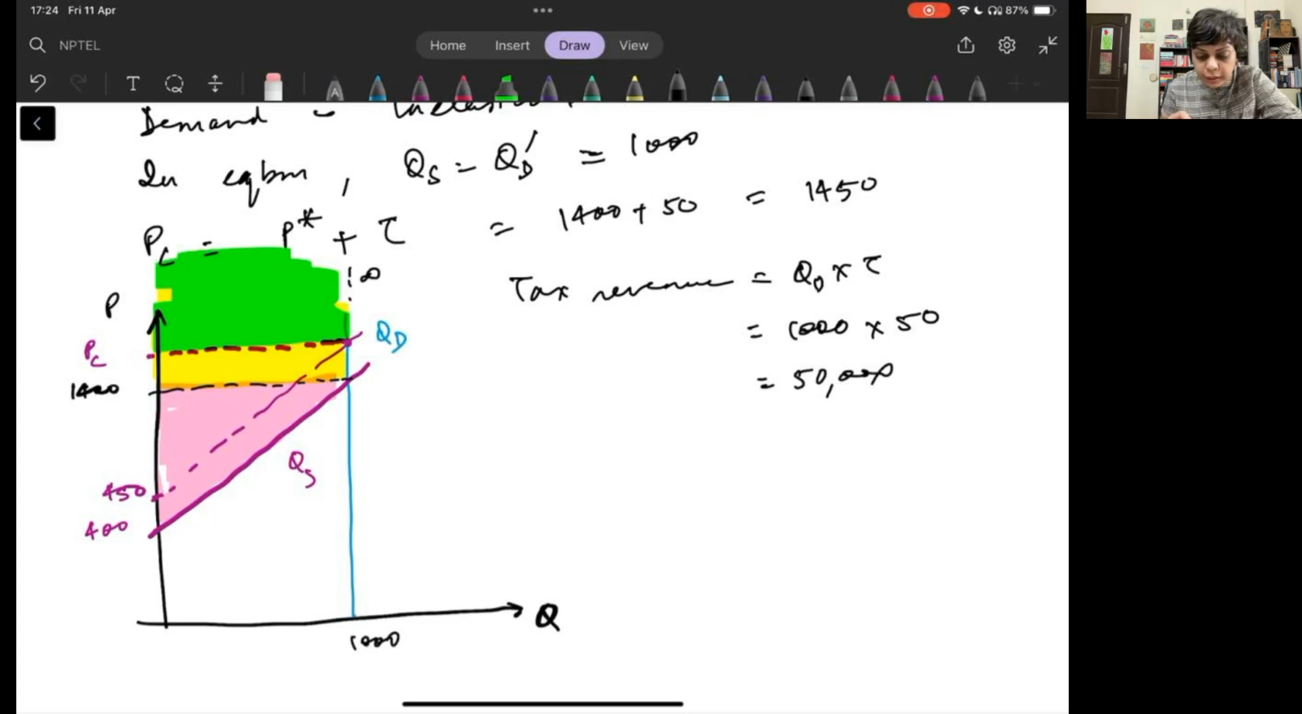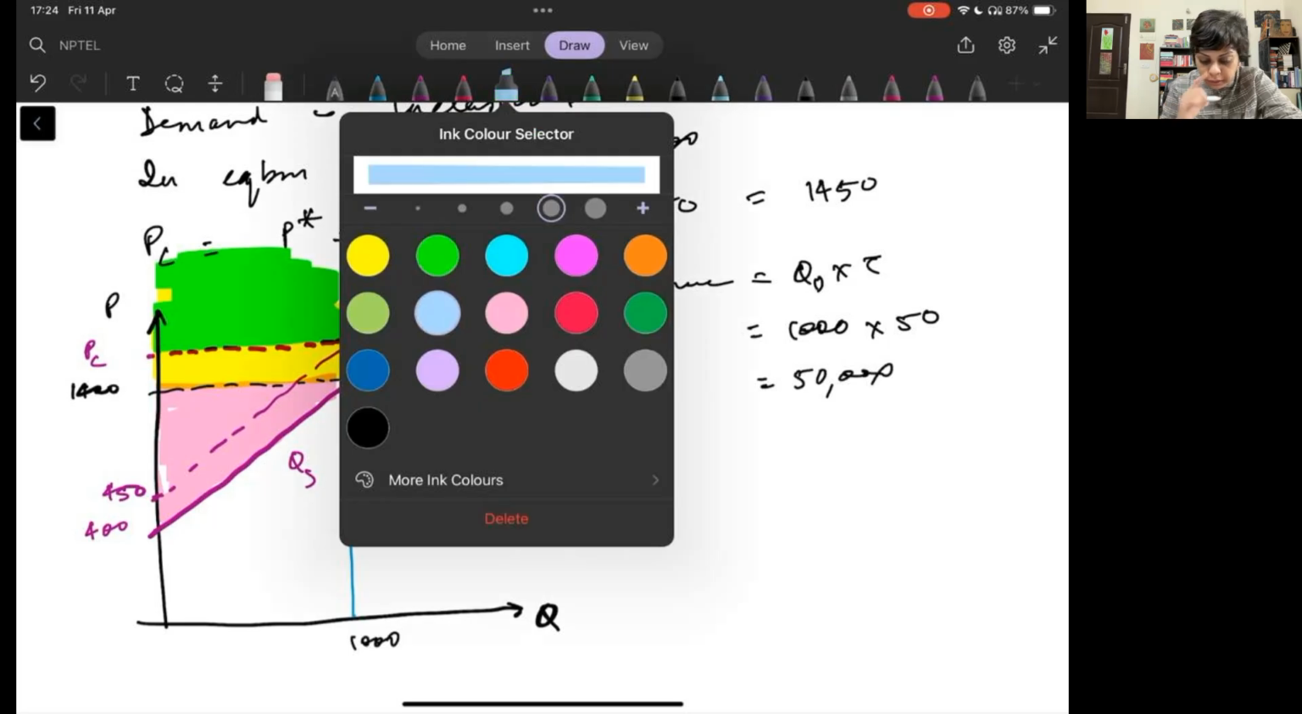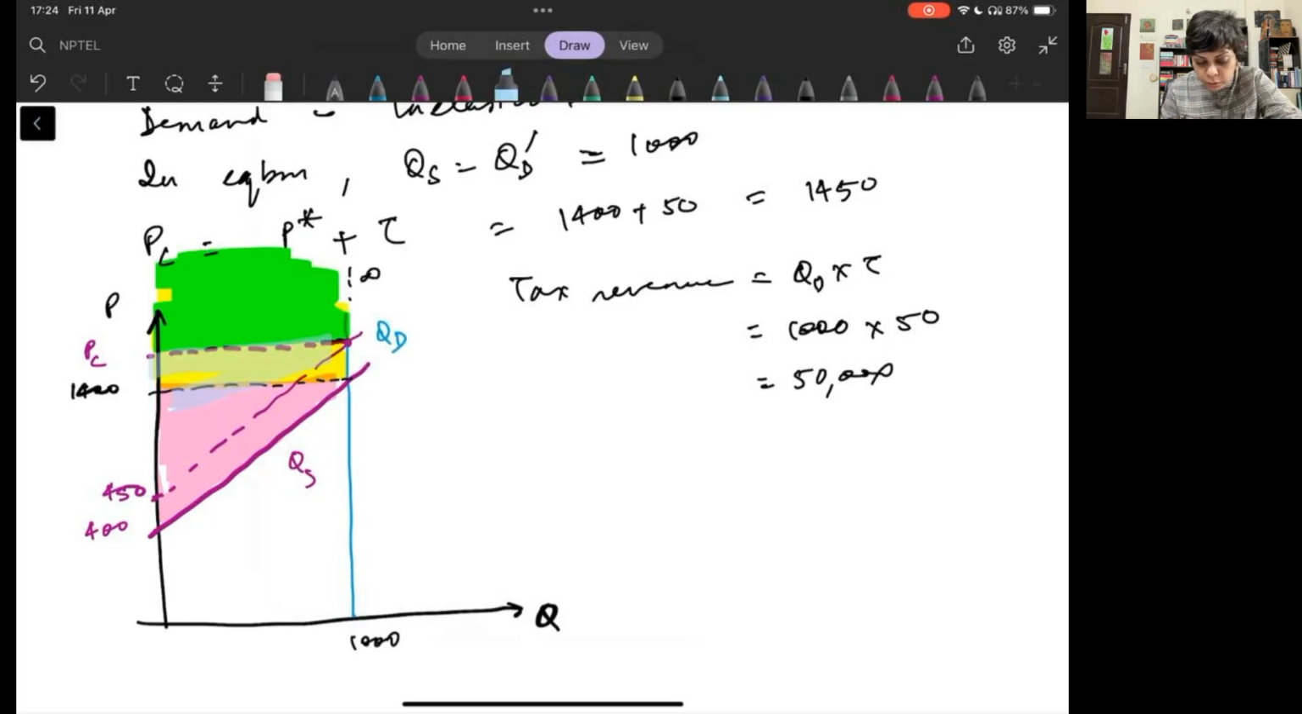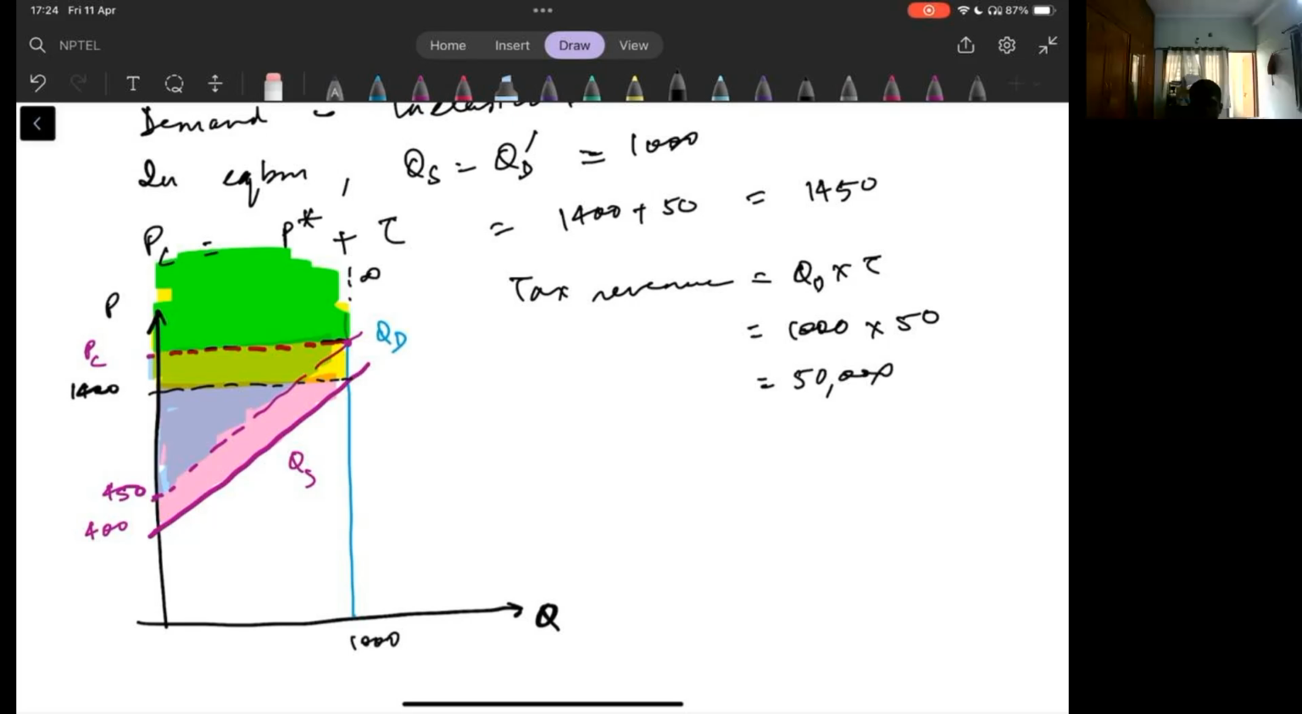If you want, I can highlight the new producer surplus also, but it just makes the diagram very messy. So this is the new producer surplus. The pink one being the old producer surplus, and the light blue or the grayish one being the new producer surplus. Yes. Okay.